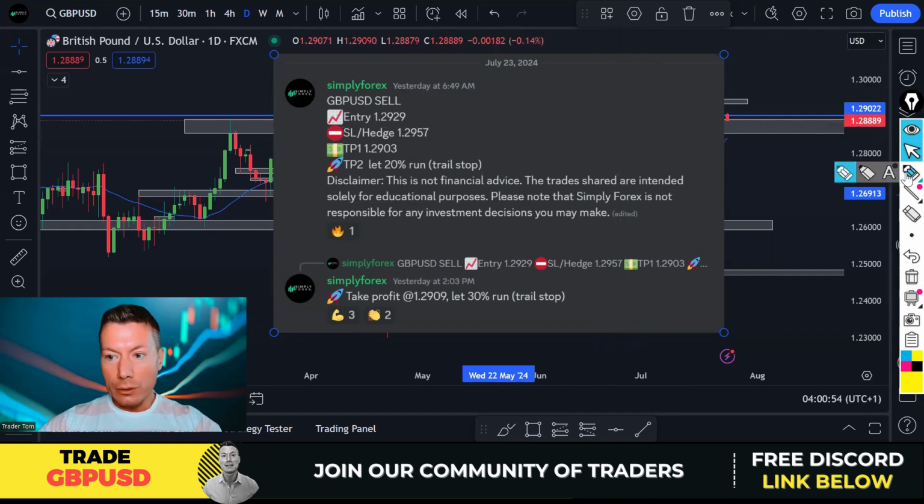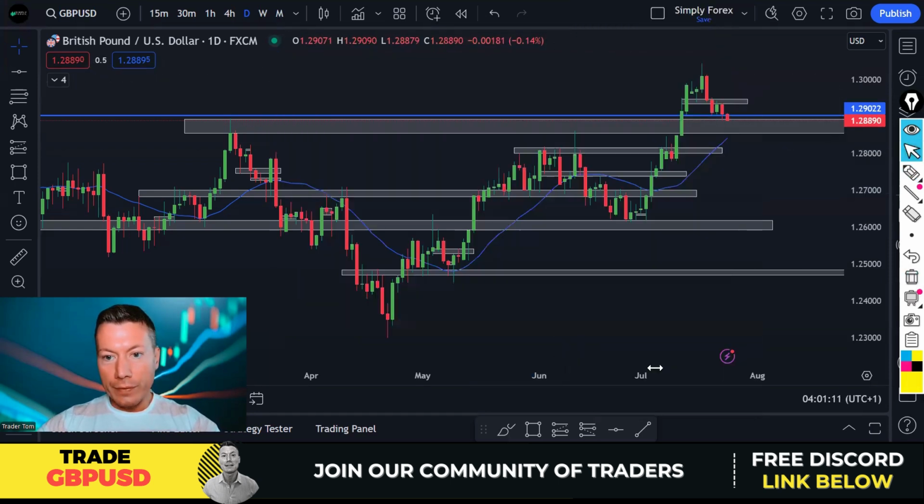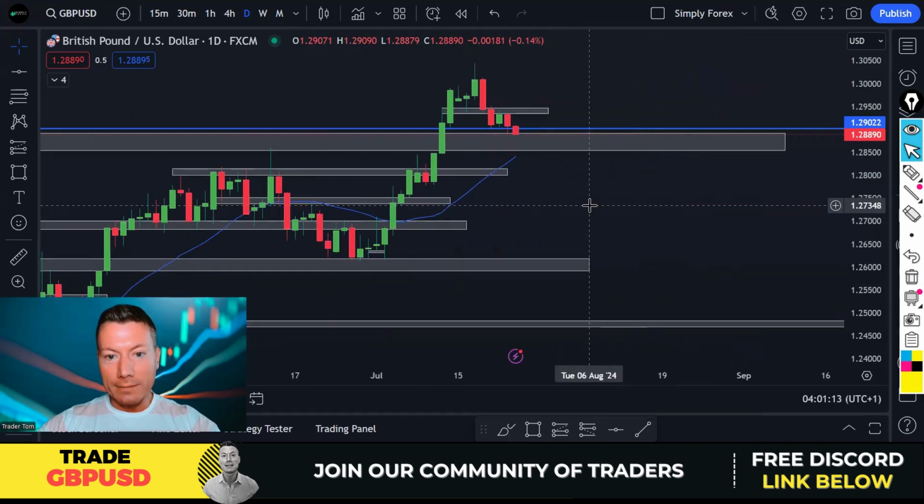Now, as you can see, the trade that I took was pound US dollar sell. This is my entry, stop loss, take profit, okay? And I'm also letting 30% run on this trade, okay, to try and maximize profits. So that's the trade. Let's remove that and let's understand it, right?